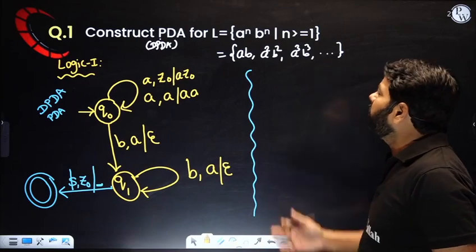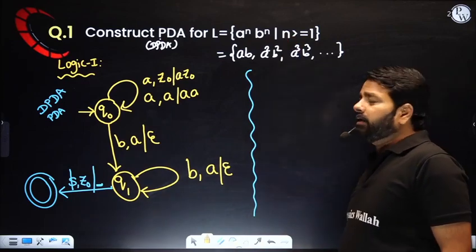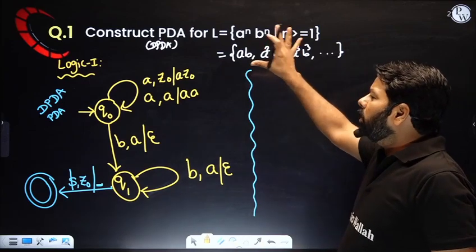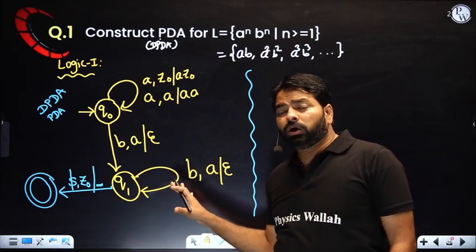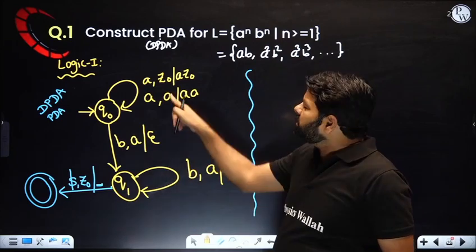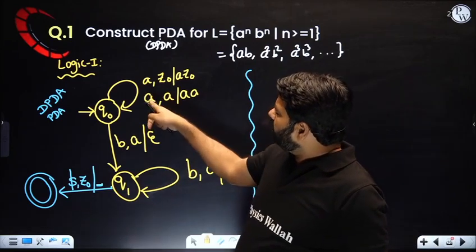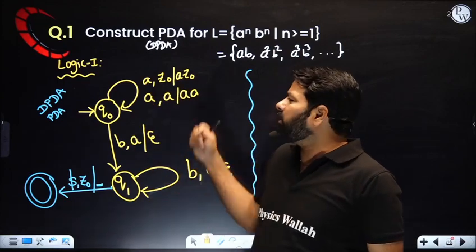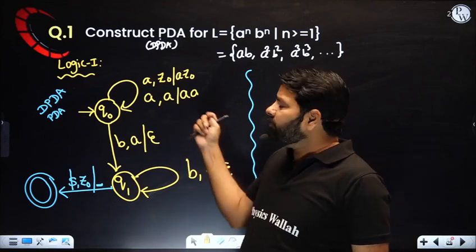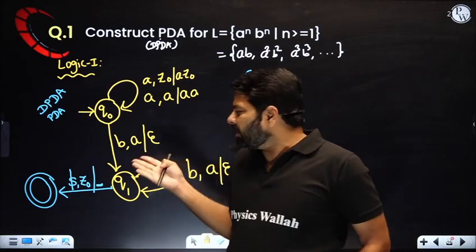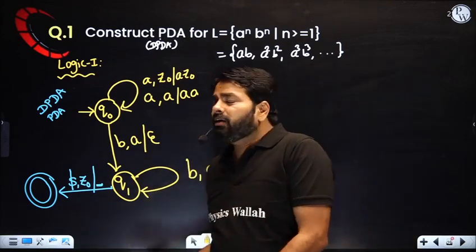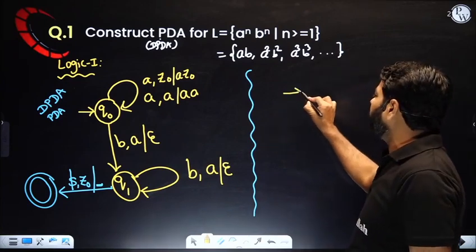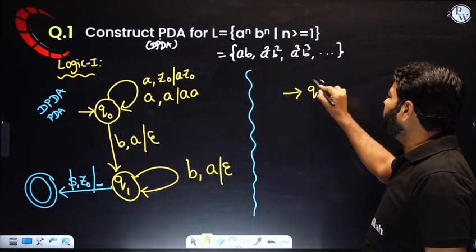Yes, it's possible. What is your logic here? You want to have an equal number of A's and B's? See this, for every A, you want to push A. Why do you want two different transitions? I already know Z0 is there in the beginning, and I know A's will come next. B's never come on the stack because I only push A's. So there is an easier way to do that. What is that way? Q0, see this.